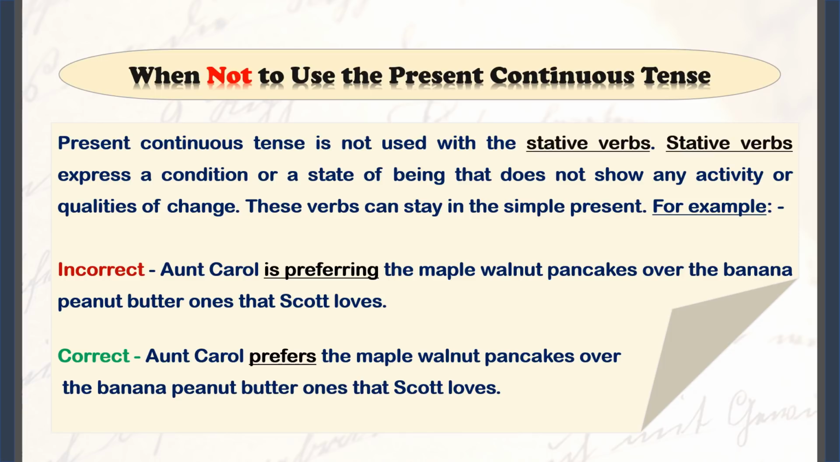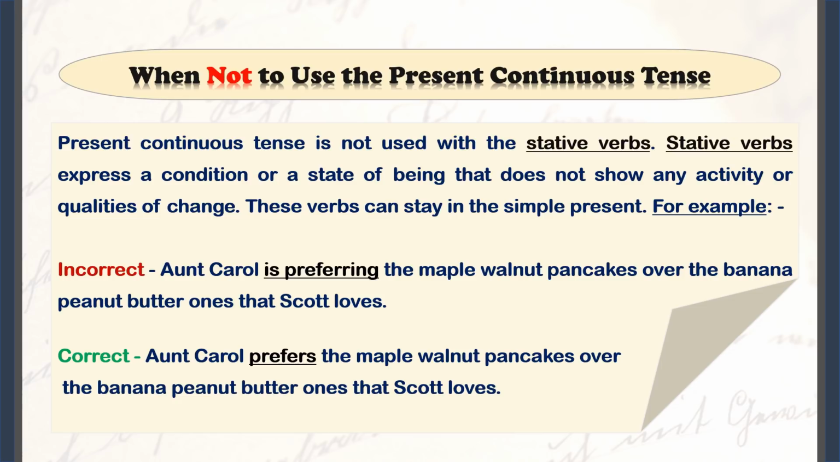Aunt Carol is preferring the maple walnut pancakes over the banana peanut butter ones that Scott loves. This sentence is incorrect. Now let us look at the correct sentence. Aunt Carol prefers the maple walnut pancakes over the banana peanut butter ones that Scott loves.